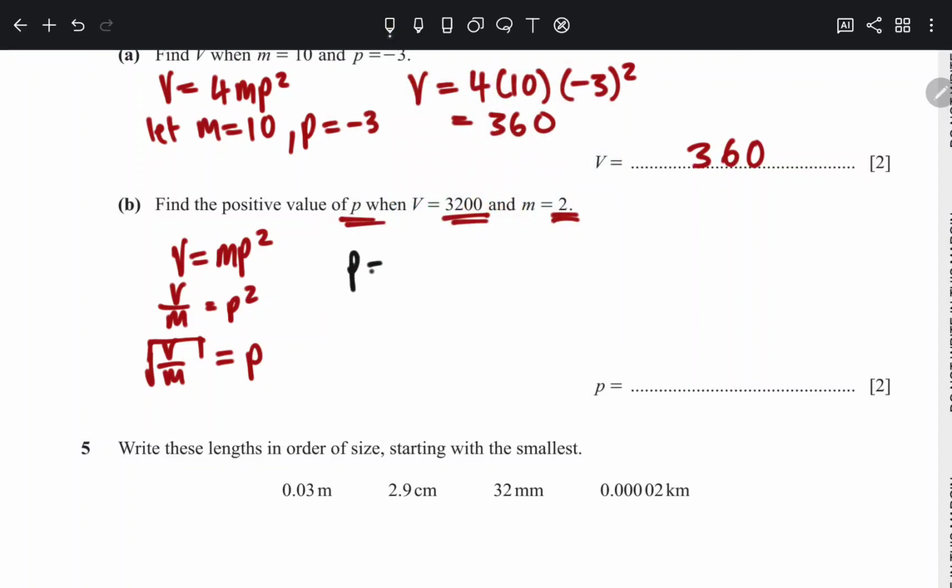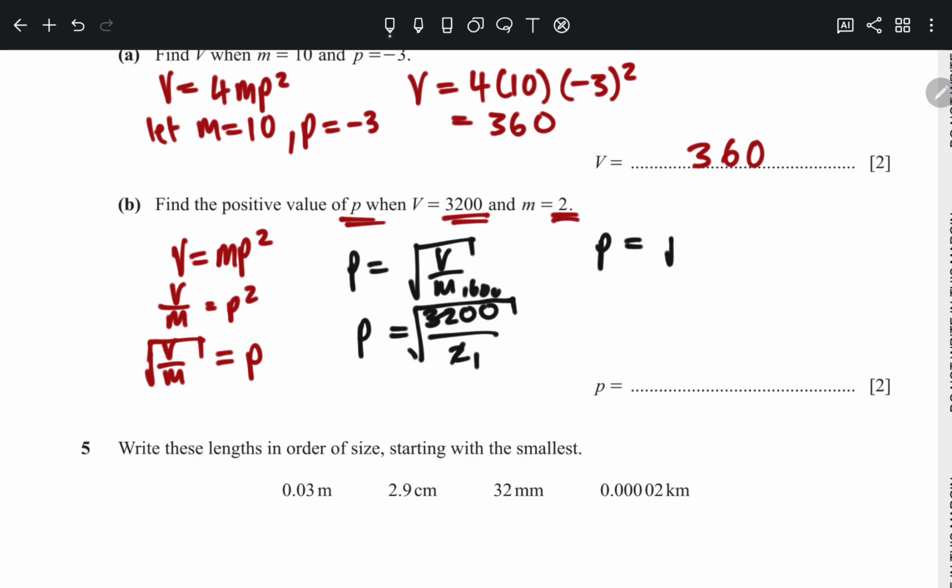So now I can say that P is going to be the square root of V over M, which is going to be equal to, what is V over M? 3,200 over 2. Then I'll say the square root of that. This is going to be my P. I'll say my P will be equal to 2 into 2, 1 into 32 is 16. And you have 0, 0. So you're going to have 16 and then 0, 0, right? So it's going to be the square root now of 1600. What is the square root of 16? It is 4. So P will be equal to 4. The 2 zeros are still there, so it's going to be 400 like this.